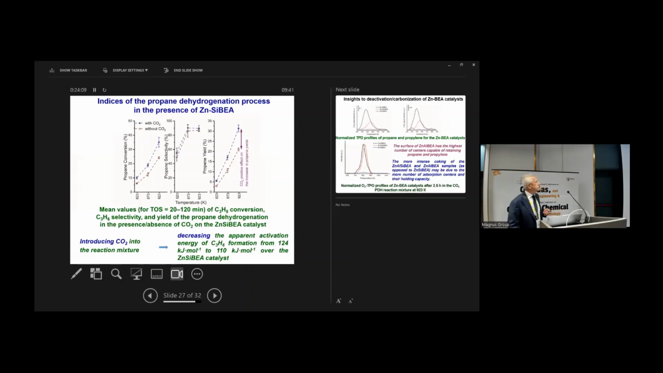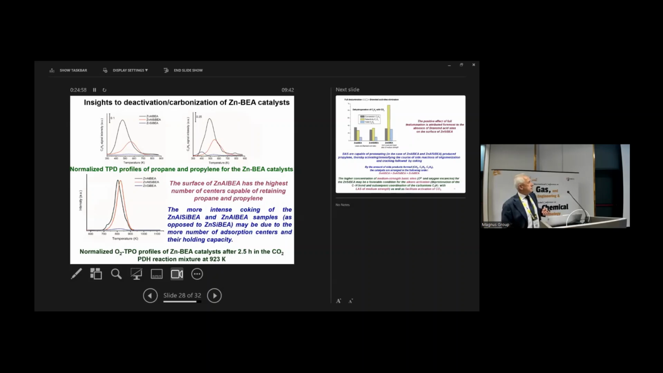Then we can see the influence of the presence of CO2 and absence of CO2 in the mixture during the reaction. This shows that introduction of CO2 into the reaction mixture decreases the apparent activation energy of propane formation from 124 kJ per mole to 110 kJ per mole over the Zn SC beta catalyst.